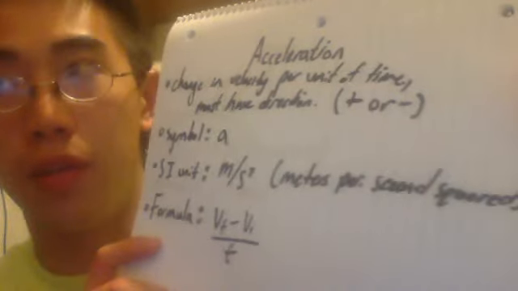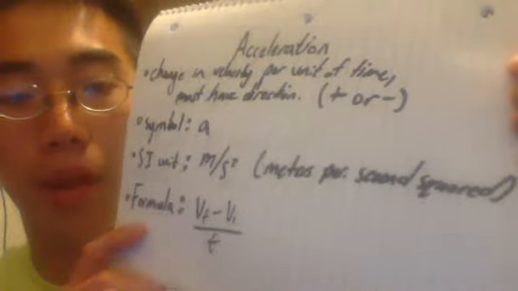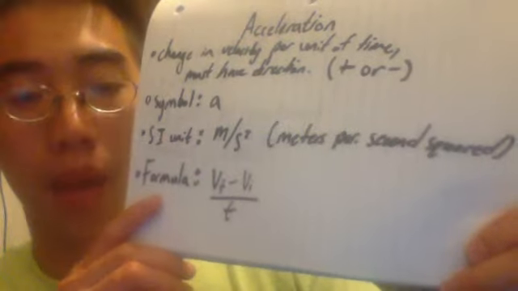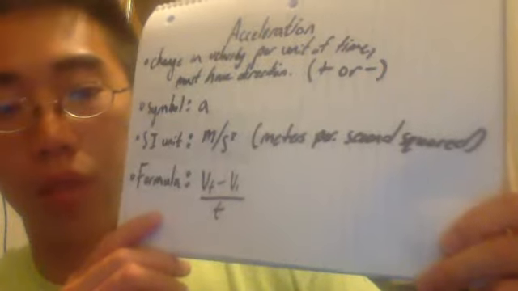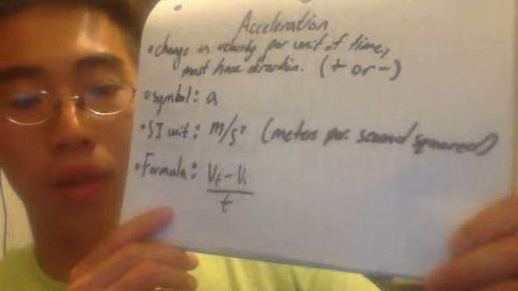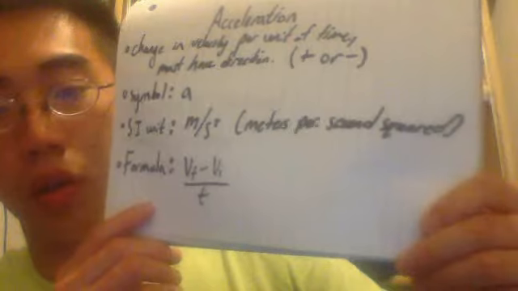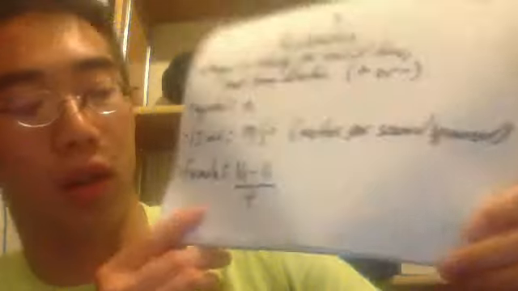And then in Module 2, we learned acceleration. Acceleration is defined as the change in velocity per unit of time, and it must have an acceleration, positive or negative. The symbol is A. The SI unit is m/s squared, meters per second squared. And the formula is change of v over t, or final velocity minus initial velocity over time.